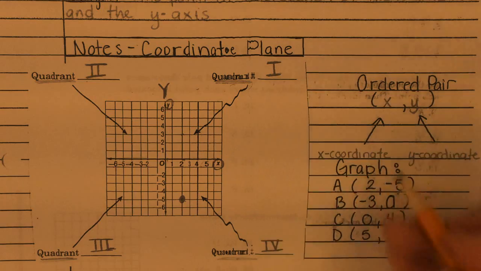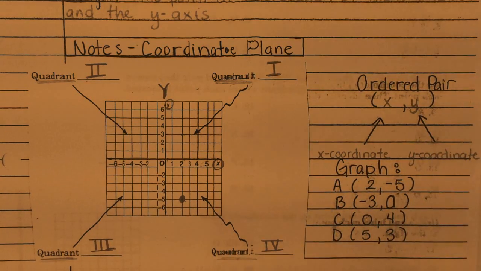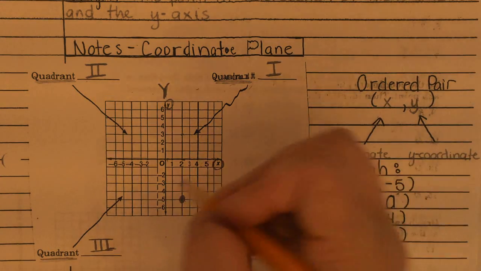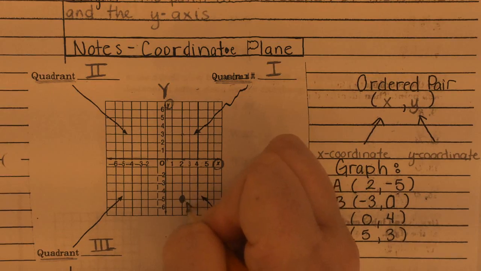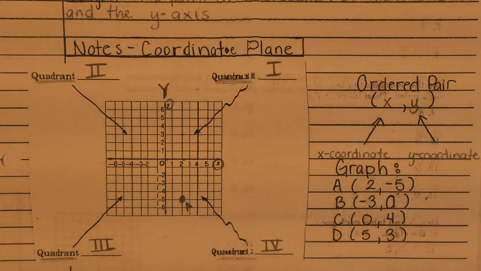Okay, and then I'm going to write an A, because if I put all these dots on there, am I going to know which dot is which? No, so I'm just going to put an A next to that dot. Say, hey, this dot is A. That's really to help me when I grade your paper, so I know which one is which. Okay. All right, so now let's do B.